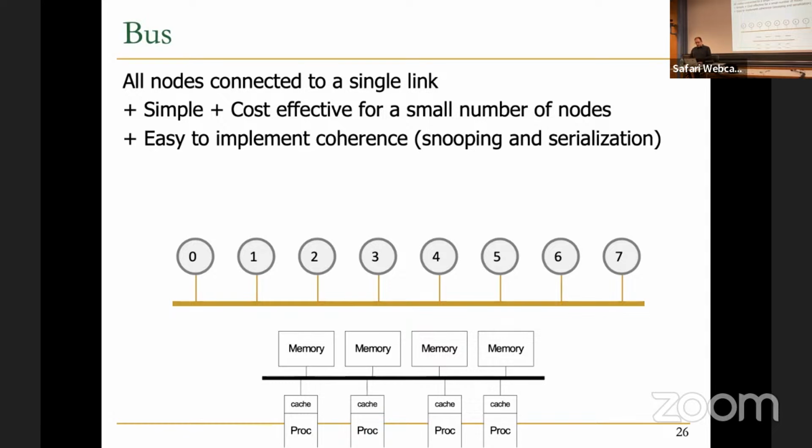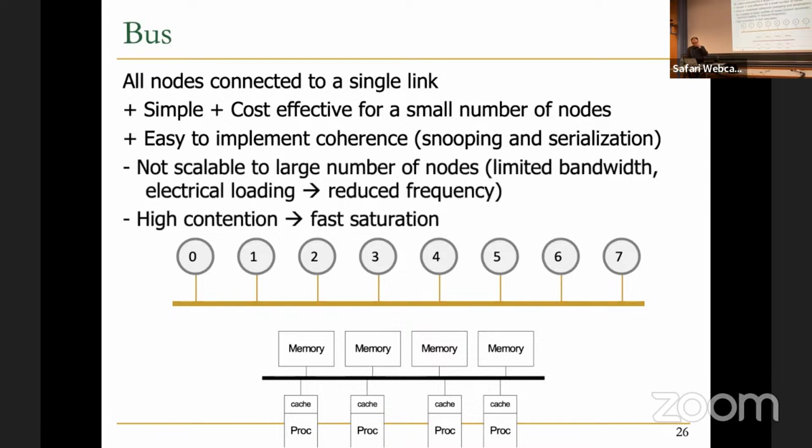And in order to sustain the good performance of that bus, or good frequency, you need to add a lot of repeaters and a lot of stuff, such that this bus can sustain good signal integrity. But that makes this not really cost effective, essentially. It's easy to implement, and it's also very good for coherence, as you know, for snooping cache, for example, because it's just a single point of serialization. So everyone can observe what's happening on the bus.